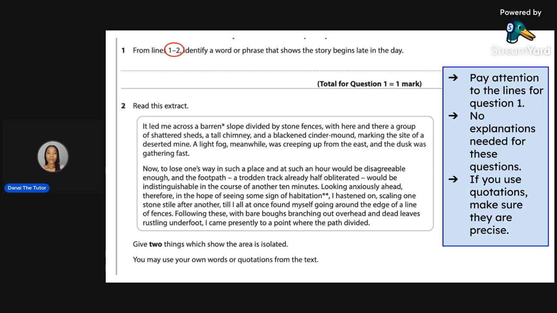Question 2, as you can see, you're given a short extract, and then it's worth 2 marks, asking you to identify 2 things. So in that, for example, they're asking you to identify 2 things which show the area is isolated. So make sure if you use quotations that you are precise, okay? Because they will accept quotes or your own words. But if, for example, they're asking for one thing and then you put 2 sentences from the extract, you're not going to get the marks because it's not precise enough, okay? So make sure that your answers are precise.